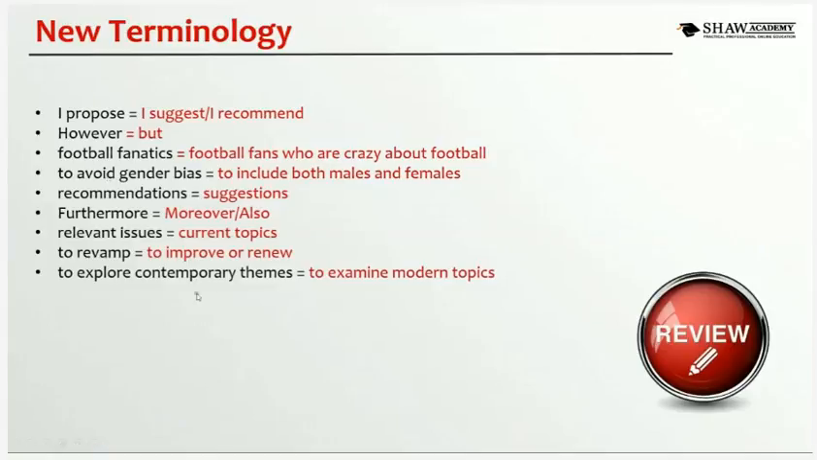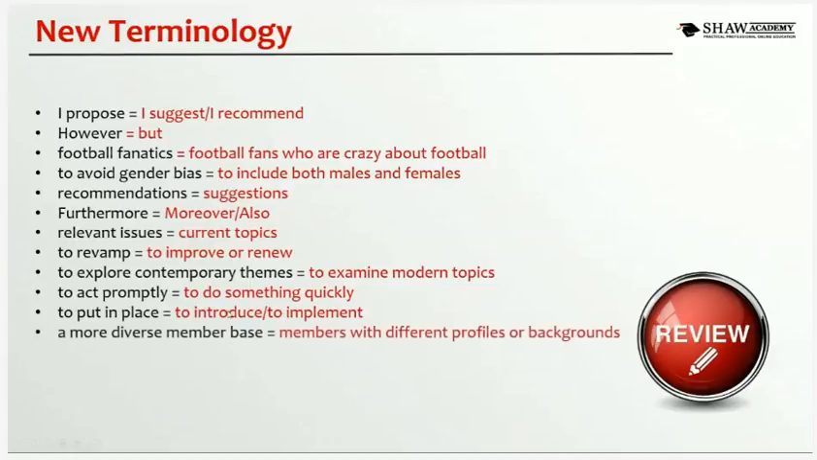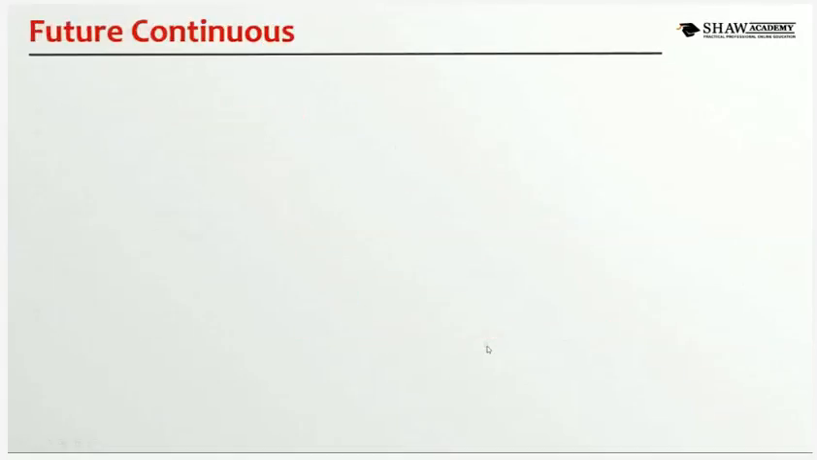To explore contemporary themes, and that can be to examine modern topics. So you have contemporary art or literature, modern, basically. To act promptly, so that's when you do something quickly. To put in place, we saw that earlier on, and it's to introduce or implement a more diverse member base. So this language society wants to attract a more diverse member base. So members with different profiles or backgrounds.